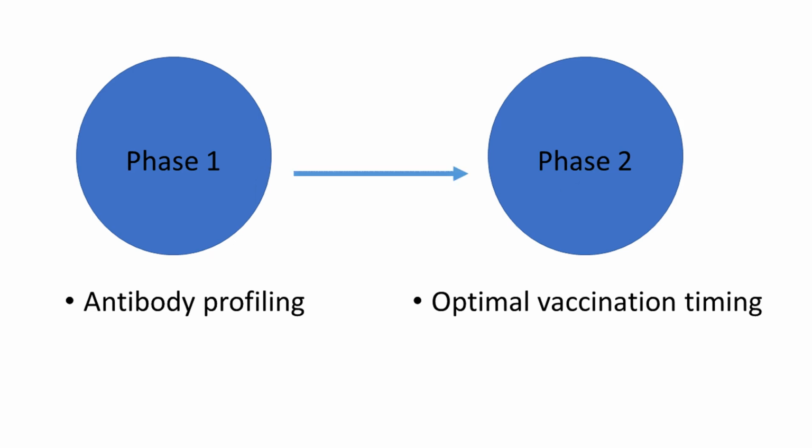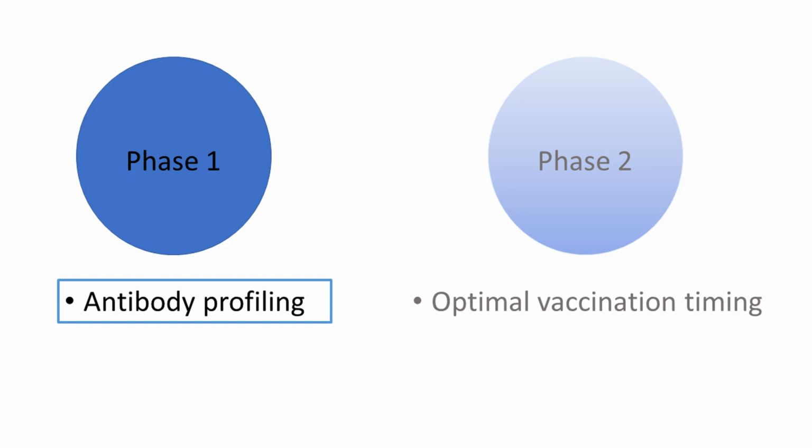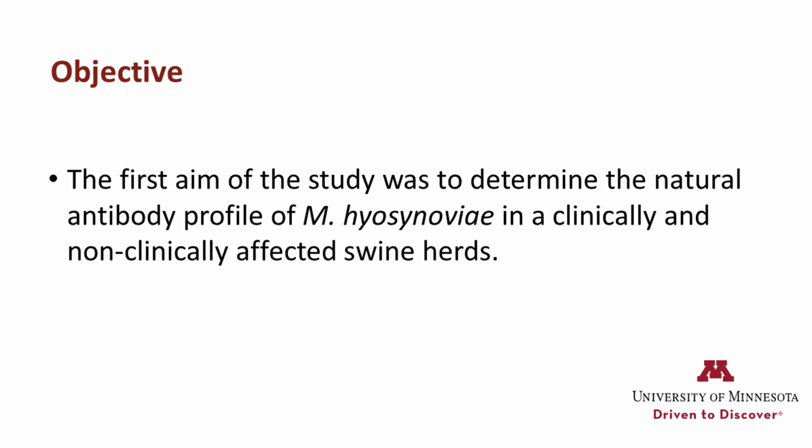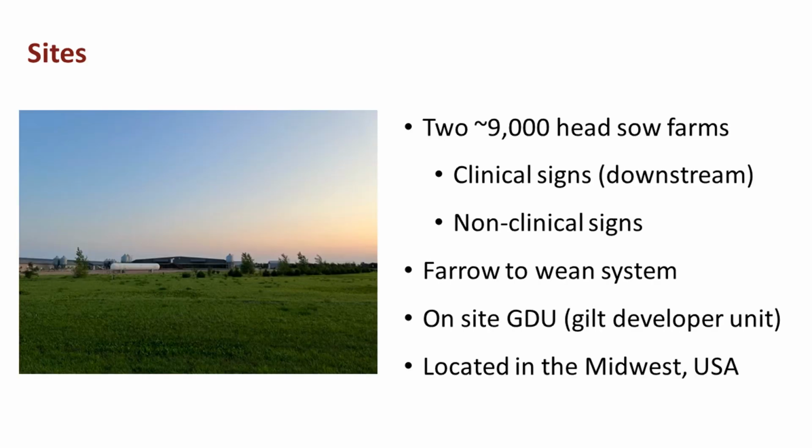We wanted to look at our different opportunities that we had. But first we have to start with our phase 1 and look at some antibody profiling in order to get to our phase 2 and really decide on those vaccination timings. So the first aim of this study was to determine the natural antibody profile of Mycoplasma hyosynoviae in a clinically and non-clinically affected swine herd under the same system. So 2 of these 9,000 head sow farms were enrolled. One had clinical lameness downstream, and in comparison, another one did not, being referred to as the non-clinical herd.